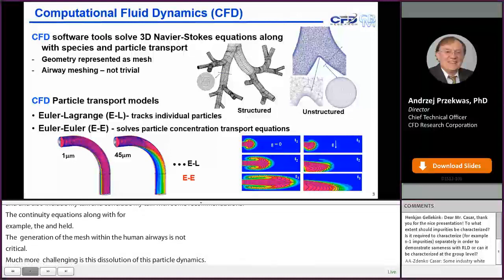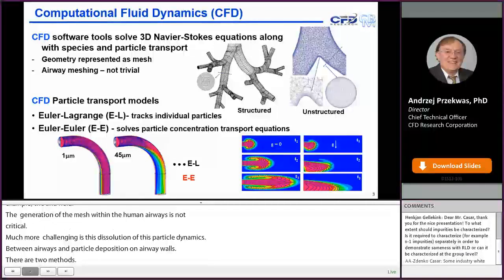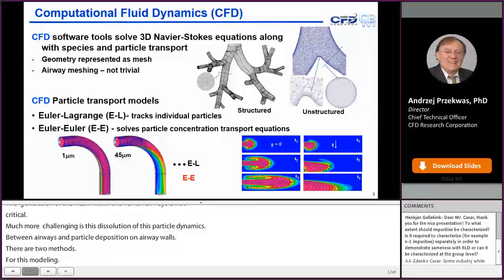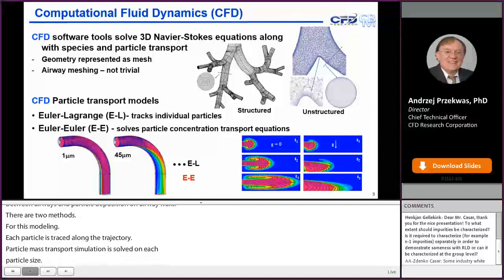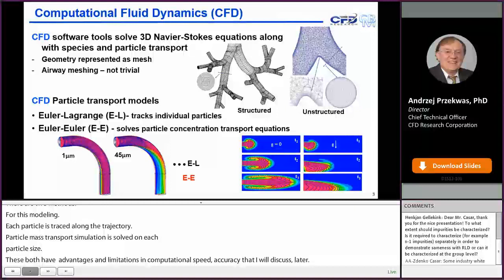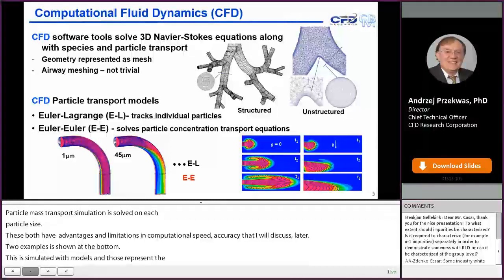There are 2 methods for this modeling. In the Euler-Lagrange method, each particle is individually traced along its trajectory. In the Euler-Euler method, a particle mass transport equation is solved for each particle size. Both have advantages and limitations in accuracy and computational speed, which I will discuss later. In 2 examples shown at the bottom, simulated using COBE tools, dark dots represent the EL and colors the EE results. As can be seen, both methods show similar results.